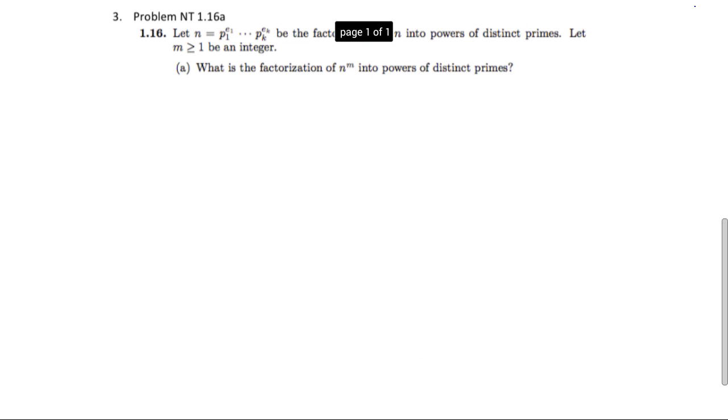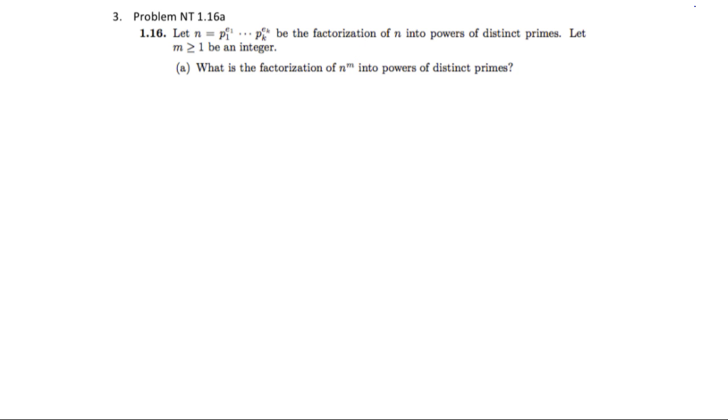The next problem is problem 16 from the number theory chapter of Bender and Williamson. It says, let n equal p1 to the e1 through pk to the ek. That's a p sub k raised to the power e sub k. Basically, this is the factorization of n into powers of distinct primes, where m is greater than or equal to 1 is some integer. And we're going to raise that number n to the mth power. Okay?